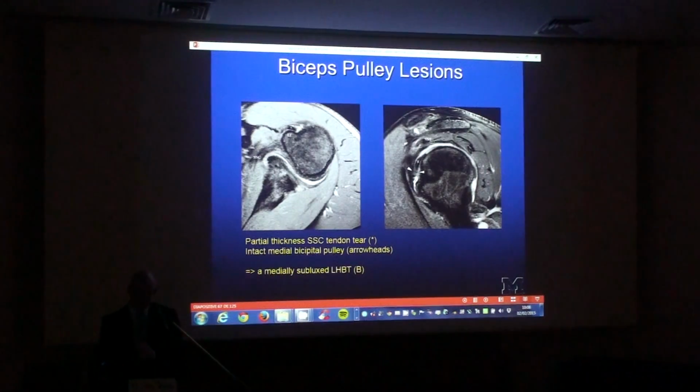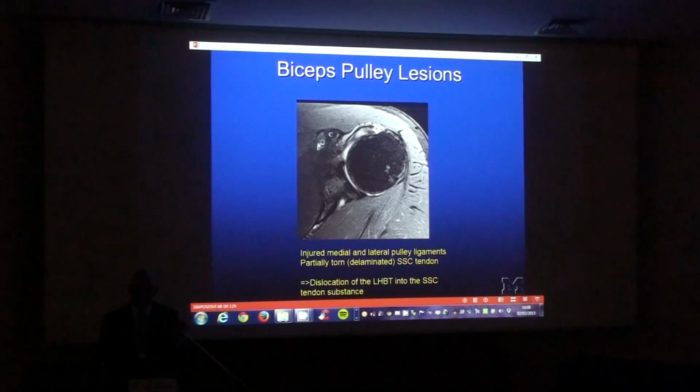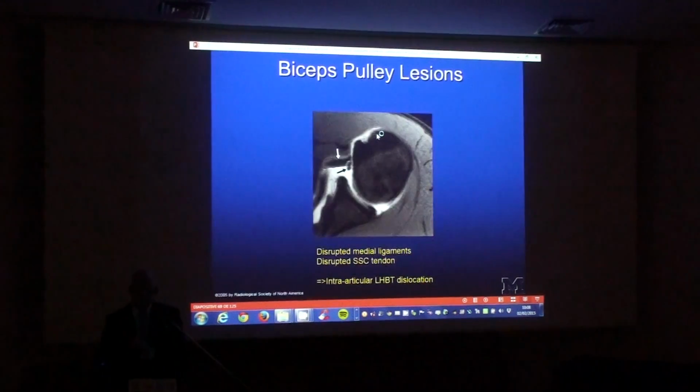Okay, that's medial subluxation. In this axial T2-weighted sequence, we can see a tear of the interval, a tear of the subscapularis. The elongate biceps tendon has dislocated into the substance of the subscapularis because of the combination of both of these tears. Another example, in this case an axial MR arthrogram, you can see the empty bicipital groove. There's intra-articular dislocation of the elongate biceps tendon following rupture of the subscapularis and of the pulley itself. Both these structures are gone, and there's complete dislocation into the joint itself.